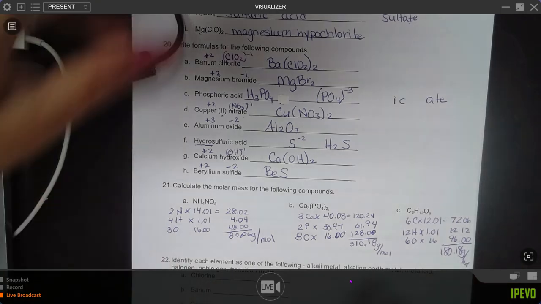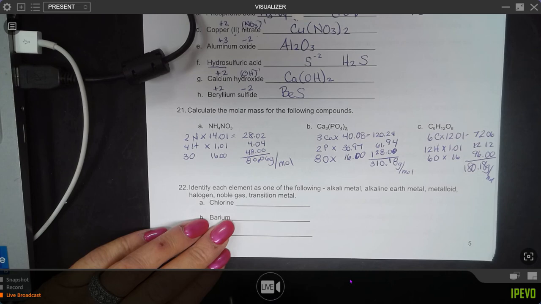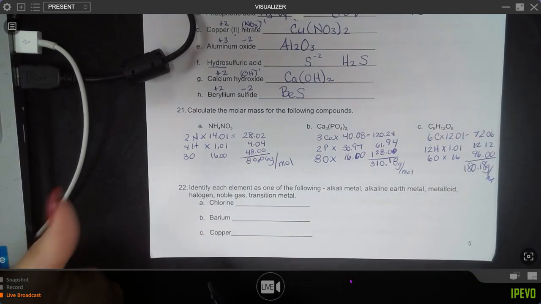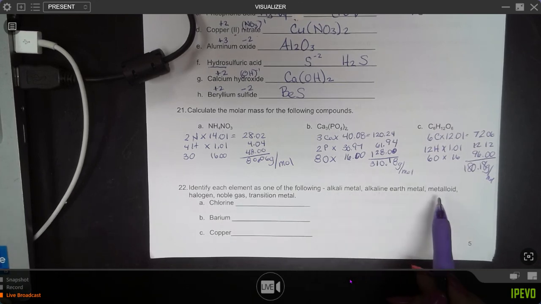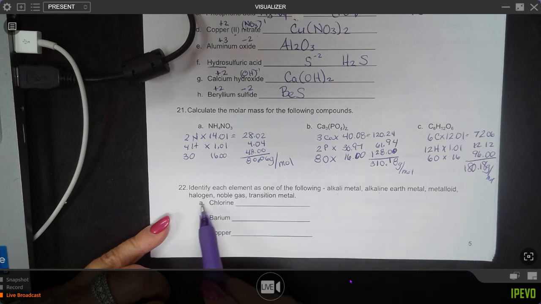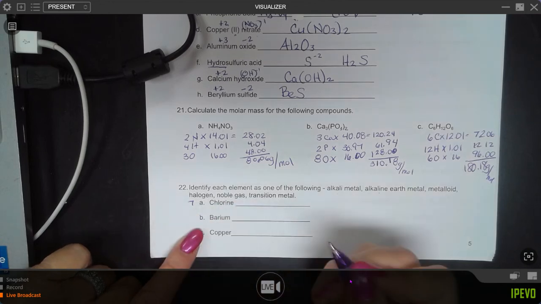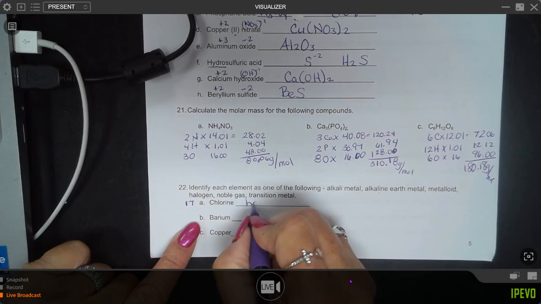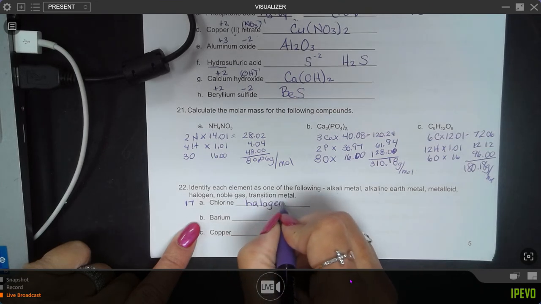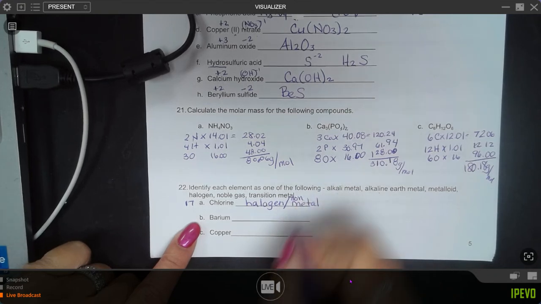Okay, so very quick molar mass, because you guys, like I said, are good at it. Identifying groups on the periodic table. So you should be able to look at the periodic table and know, first of all, if something's a metal or a non-metal or a metalloid. And then if it's an alkali metal, alkaline earth, transition metal, metalloid, halogen, noble gas. Okay, so chlorine is in group 17. So chlorine is a halogen. Since it's on the right side of the periodic table, it would also be classified as a non-metal.